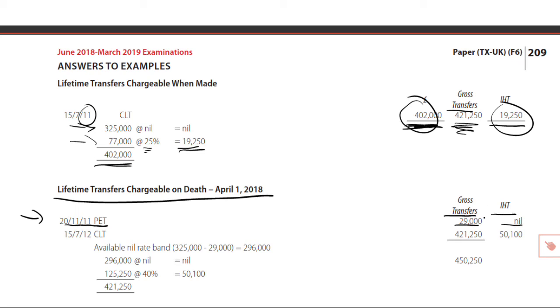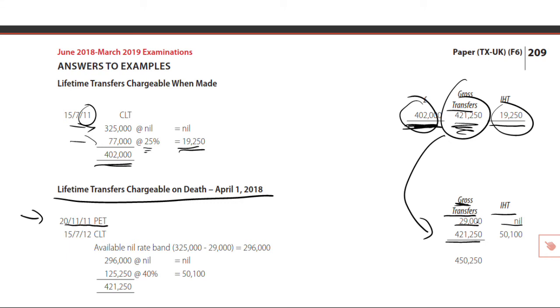But of course, because it's there, that's using up 29,000 of the nil rate band and therefore pushing more of, then notice you pick up the gross amount of that CLT here. These are gross transfers recorded on there.